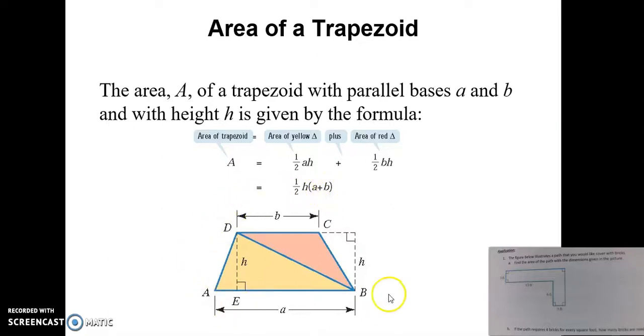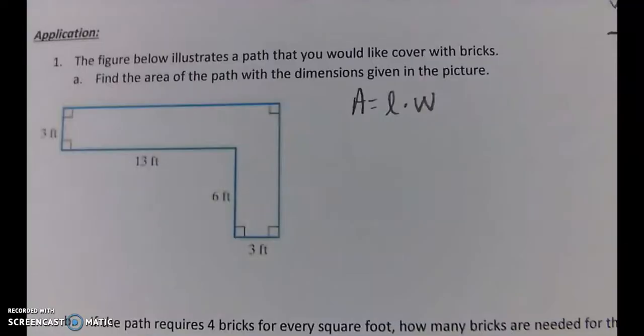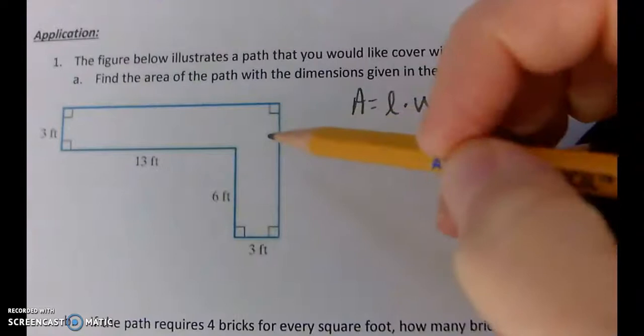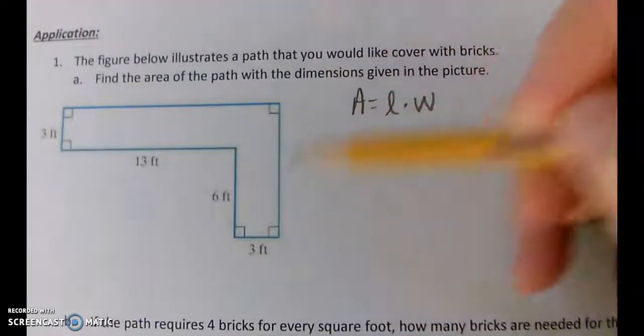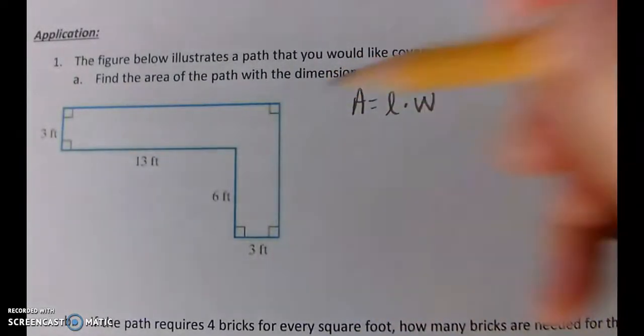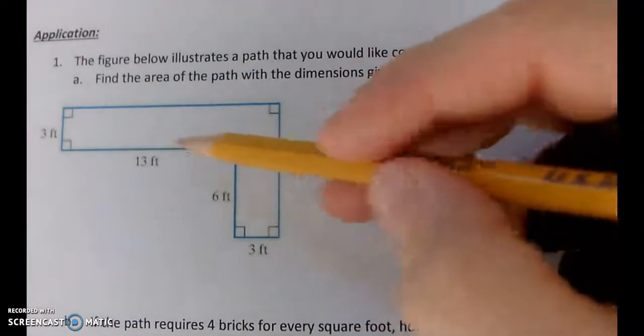And that's our formula for our trapezoid. Okay, we can apply this. We're going to try to find out the area of this path here. And what we notice is we have 2 rectangles with the area length times width. But I have to figure out these full distances.